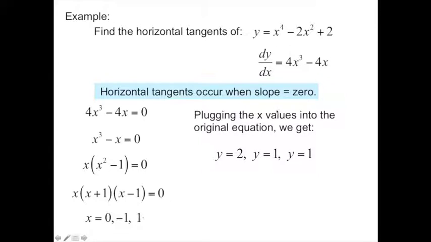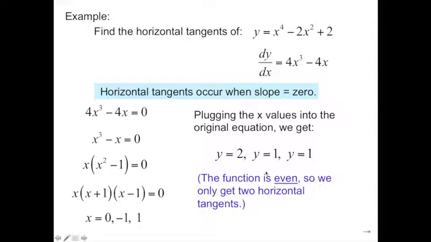And then when we plug in positive 1, we get 1 minus 2 plus 2. So we get the same equation. So the last two here are actually duplicates of the same line. So let's take a look at what that means. So we know we have an even function. That means the highest power is even. So we're only going to get 2 horizontal tangents here.